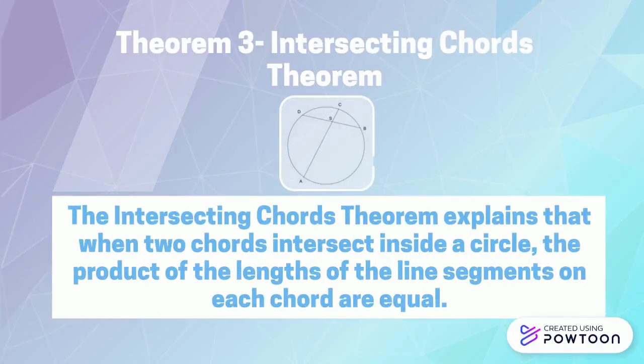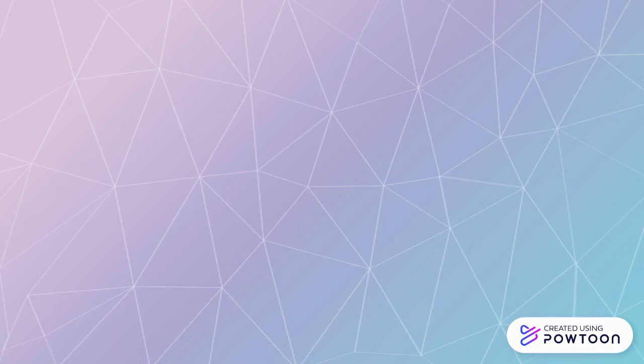Next, we have the intersecting chords theorem. This theorem explains that when two chords intersect inside a circle, the products of the lengths of the line segments on each chord are equal. Let's try to answer this example.